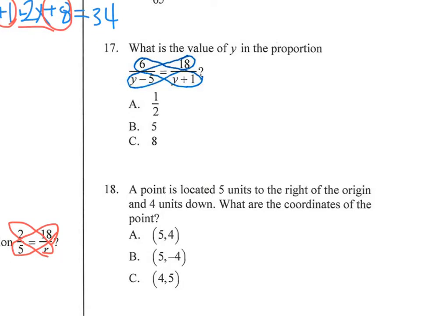17, you're solving the proportion, but remember that's going to be 6 times y plus 1, so you got to distribute, and then 18 times y minus 5. Okay, again, you got to distribute that number through, and then solve for y.